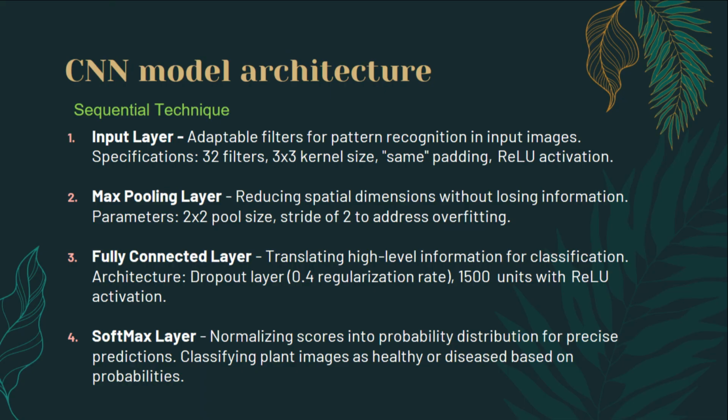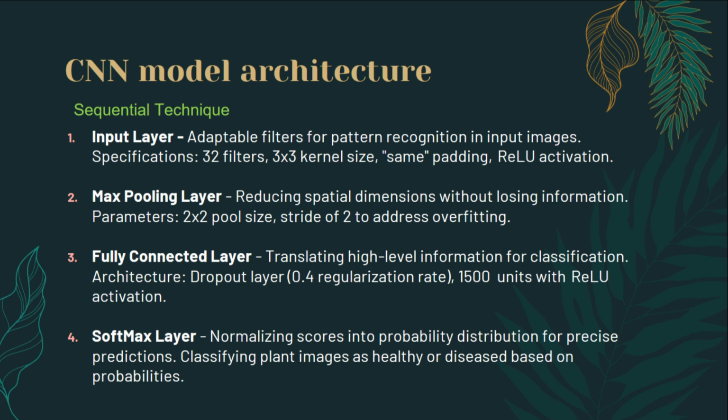Okay, so CNN model architecture was used in this experiment. We use a sequential technique, and there are several layers involved in the CNN model architecture, starting with the input layer. This input layer is used as an adaptable filter for pattern recognition of the inputted images, and the specification is set as 32 filters, 3 by 3 kernel size. Padding was set as same, and ReLU activation occurred.